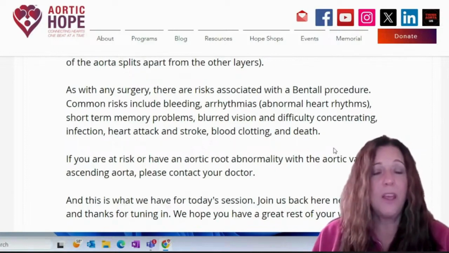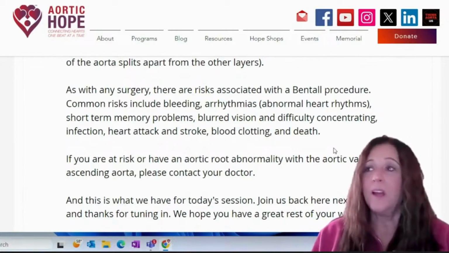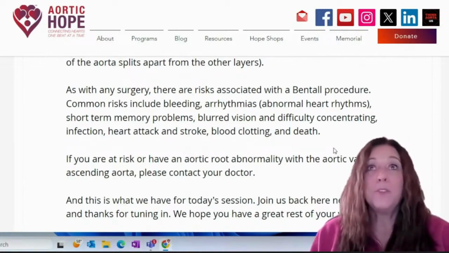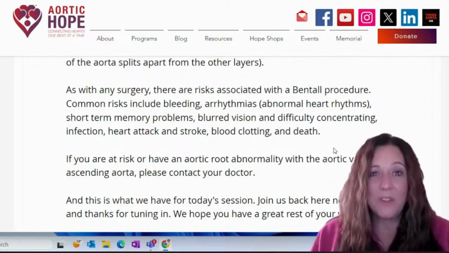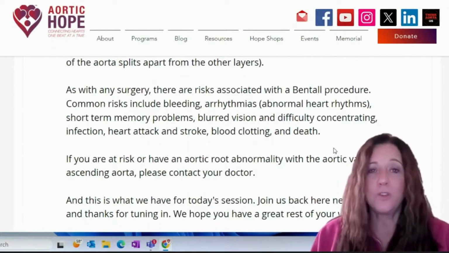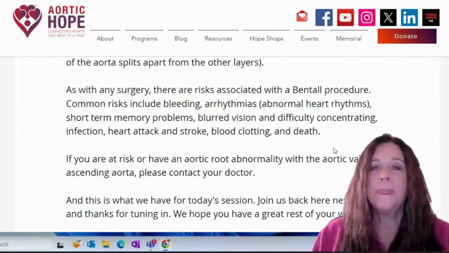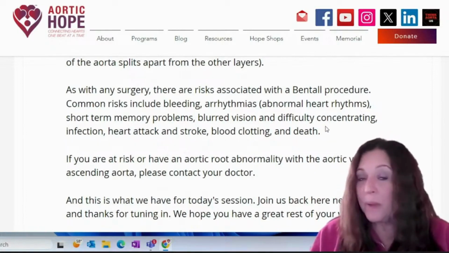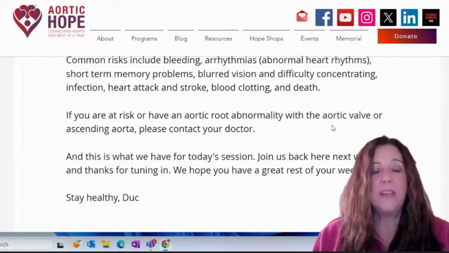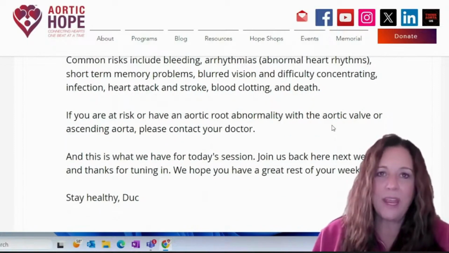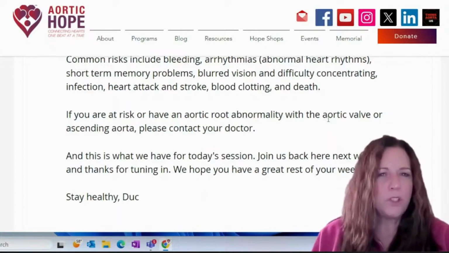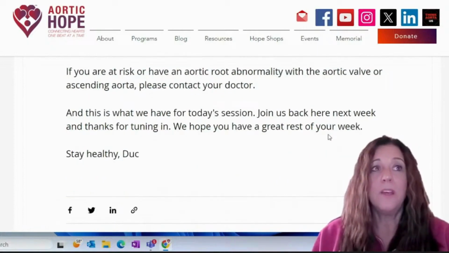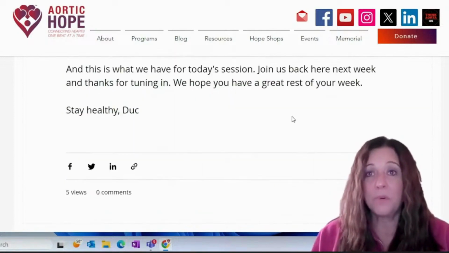This is just the reality. I'm sure that if you're having, I don't know, tonsils taken out, knee surgery, there's still risks of some of these things happening as well. You could be at risk for blood clots, stroke, heart attack, death as well. So a lot of these risks they just have to be explained to us. Okay. Doesn't mean that there's a high propensity for these things to happen. But if you're at risk of having an aortic root abnormality with the aortic valve or ascending aorta, you do want to talk to your doctor about this, because dental procedure might be the type of procedure that you have.